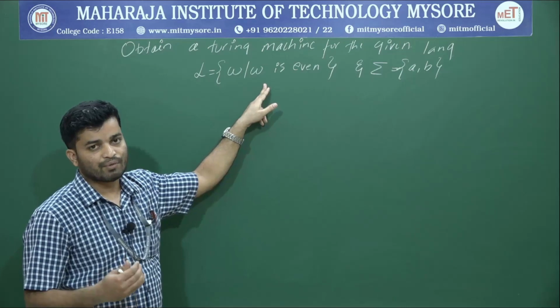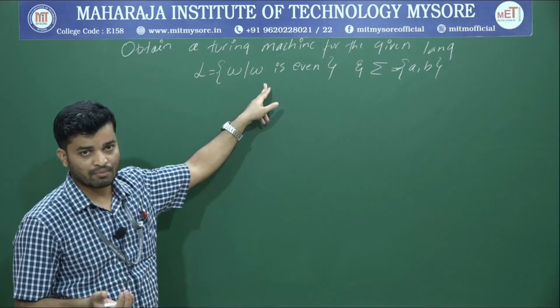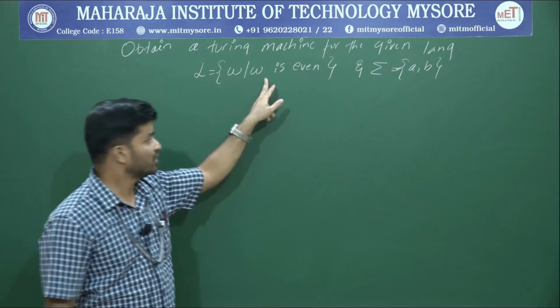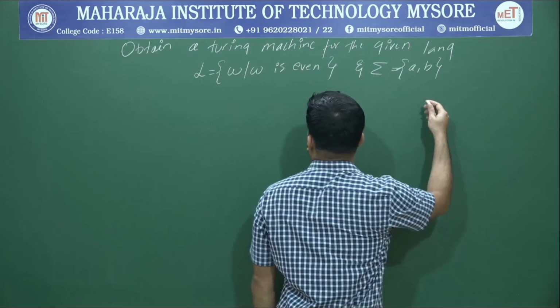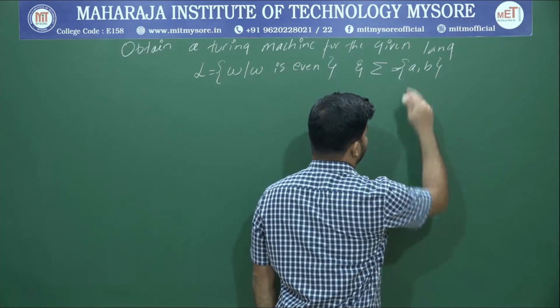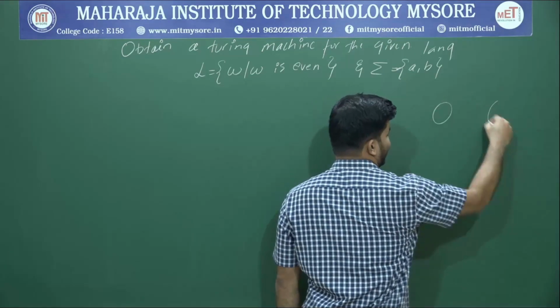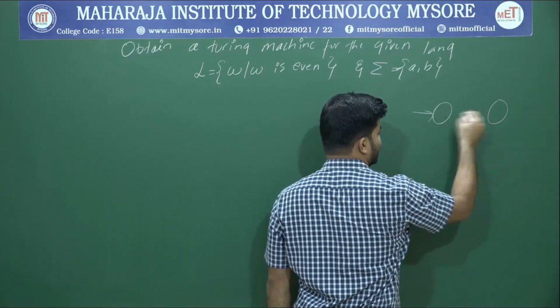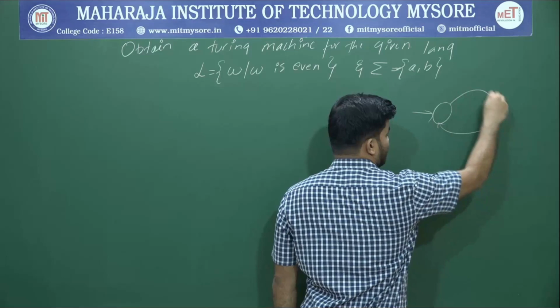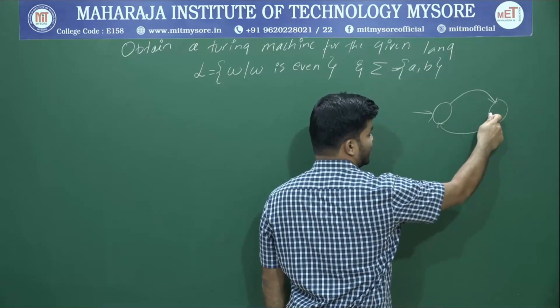Whenever the language is regular, the machine is a finite automata. I think you know how to construct a DFA for the given language. To accept even length strings, where sigma is {a, b}, you are going to have two states: one is the start state, another is the accepting state.